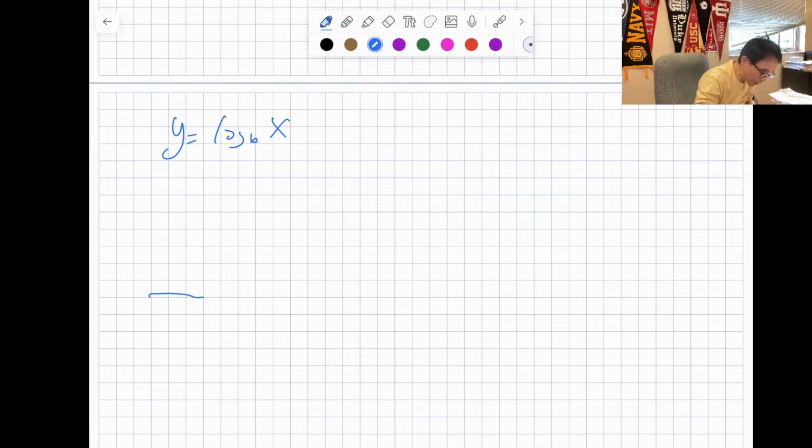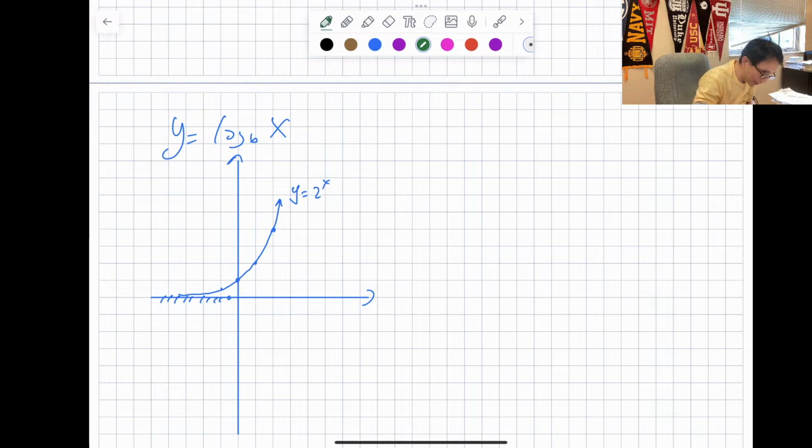So imagine if you have 2 to the x. So 2 to the x is going to be right here, right here, right here. It's like this, right? So they have an asymptote right here. So this is y equals 2 to the x. Okay? Log 2 of x is basically, the asymptote is right here. And it's going to go this way.